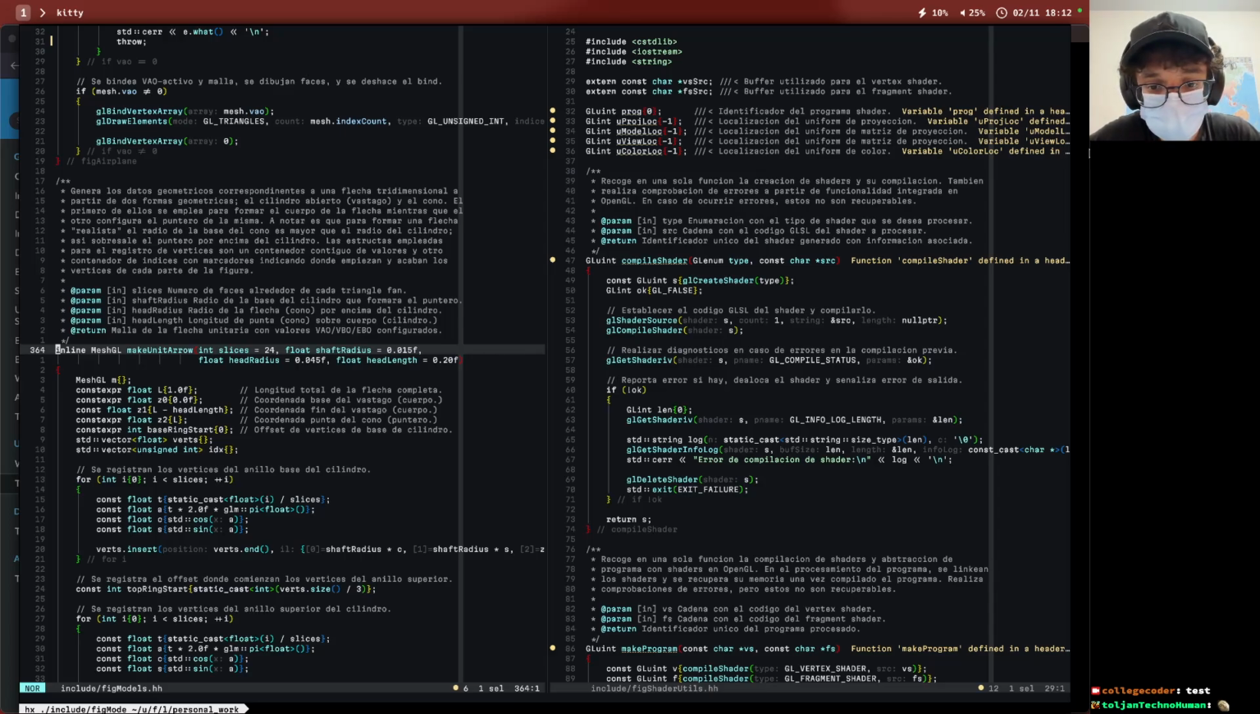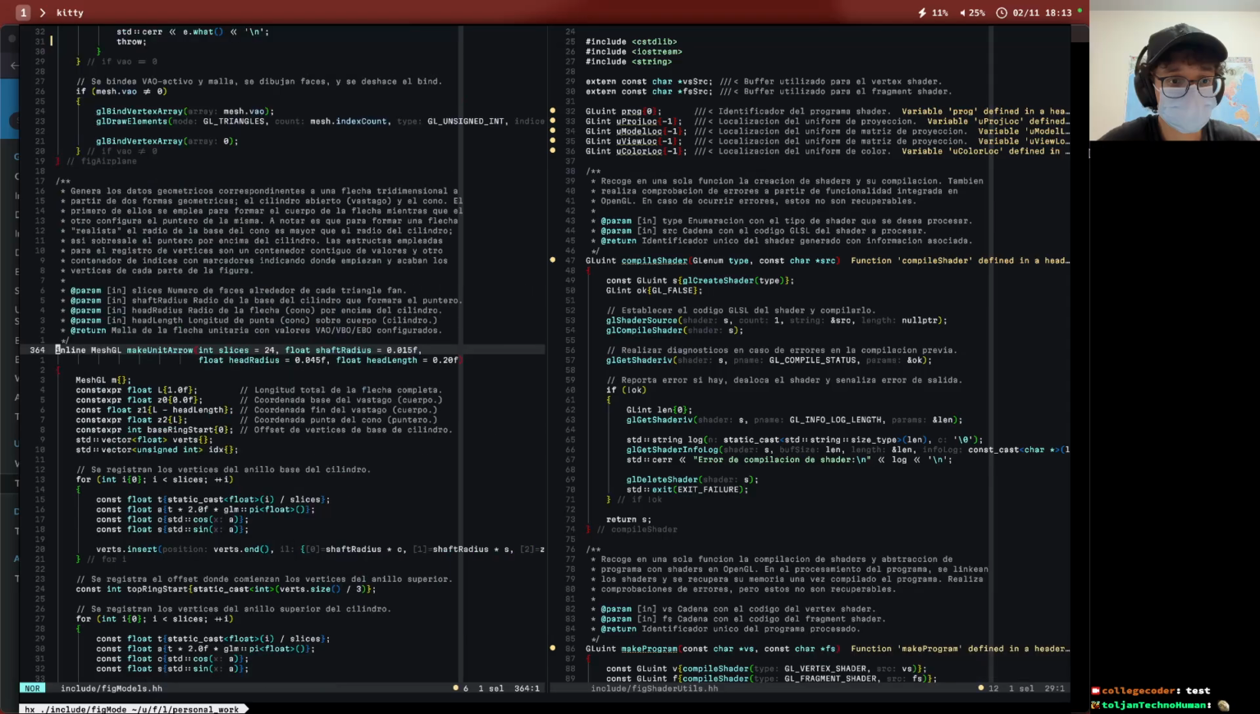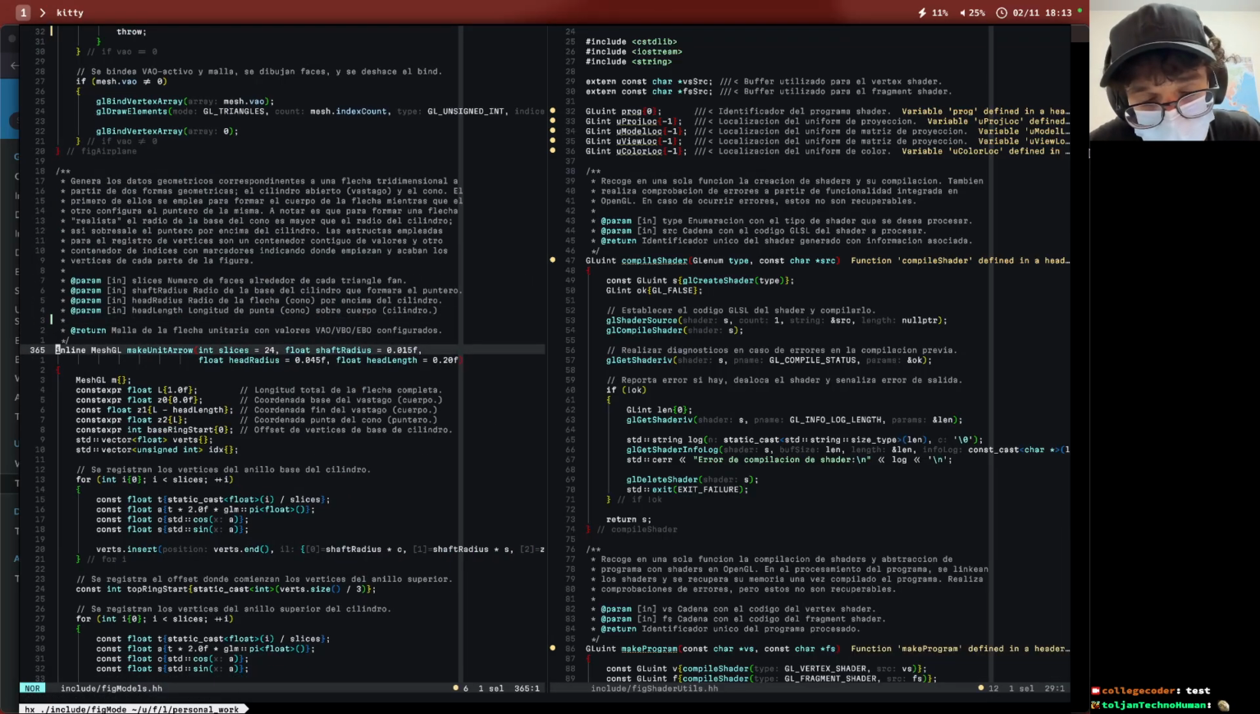So what do we have here? Friend. We are making the unit arrow. Basically, this just used two methods to make the unit arrow. First, it used the pyramid method. I mean, it's not the pyramid; it's the cone.